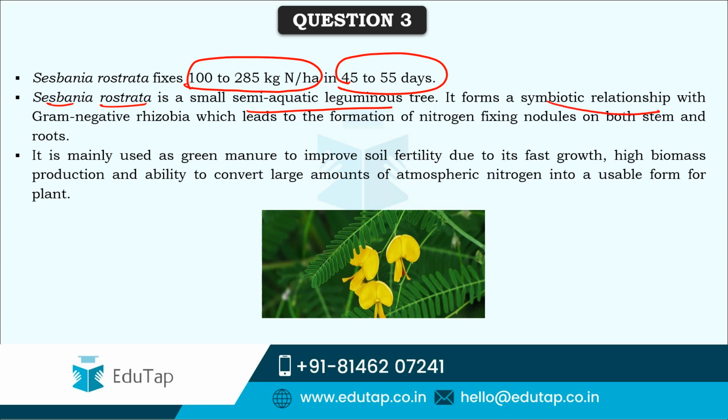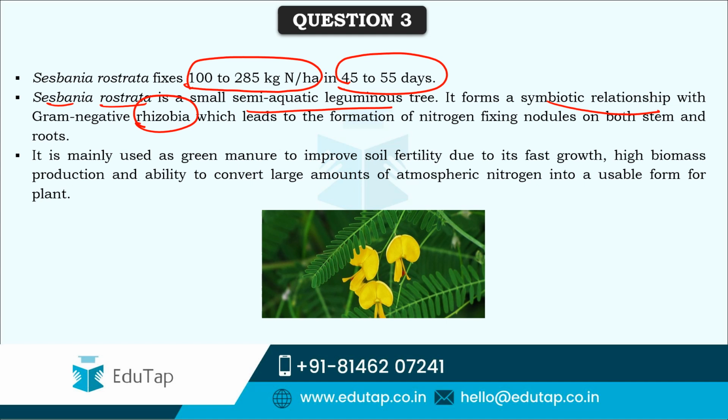symbiotic relationship with gram-negative rhizobia bacteria, a symbiotic relationship between the plant and the bacteria, and thereby the rhizobium bacteria help in fixing the atmospheric nitrogen into the nodules of both stem and roots here.